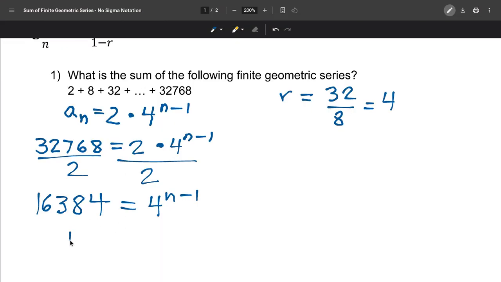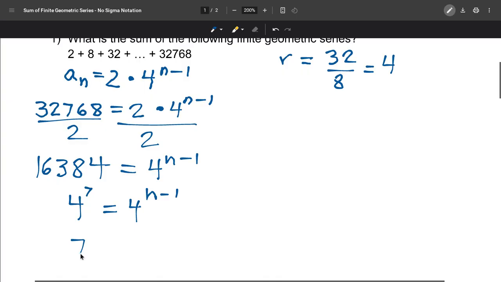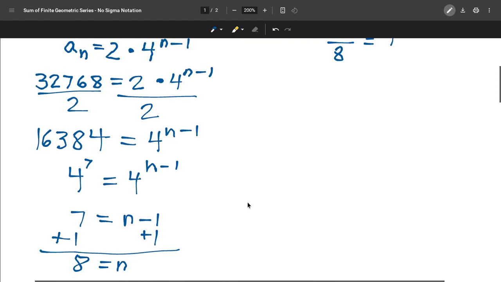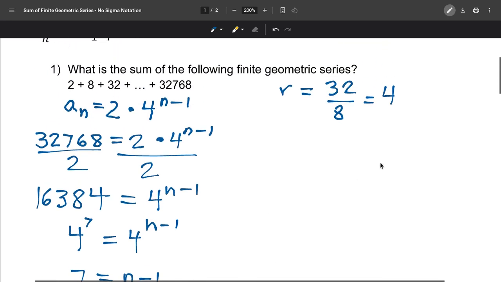So I can say 4 to the 7th power equals 4 to the n minus 1 power. So now I can set 7 equal to n minus 1. And if I add 1 to both sides, I get that n is equal to 8. So now I know there are 8 terms in this geometric series. All right, so just remember that.